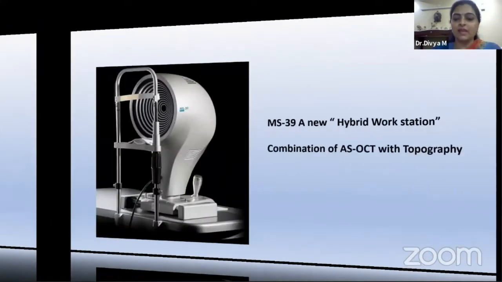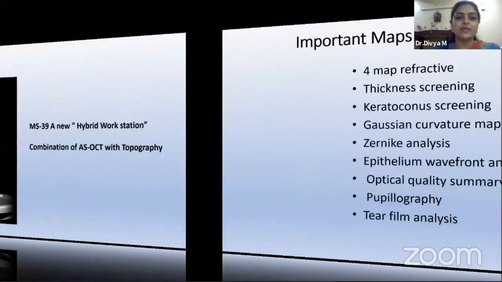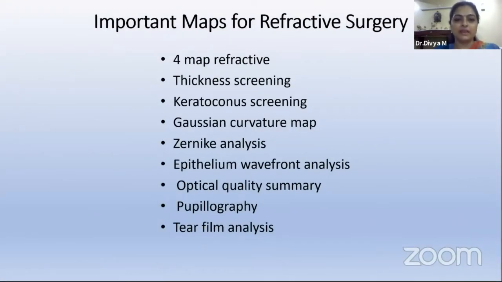So, as we all know, MS39 allows for accurate measurement of the anterior segment with the help of topography maps and OCT sections. So it combines both. It works on Placido disc as well as the ASOCT methodology. So the important maps that are needed for any refractive surgery are the 4-map refractive maps: thickness screening, keratoconus screening, the Gaussian curvature map, Zernike analysis, the epithelial wavefront analysis, optical quality summary, pupillography, and tear film analysis.